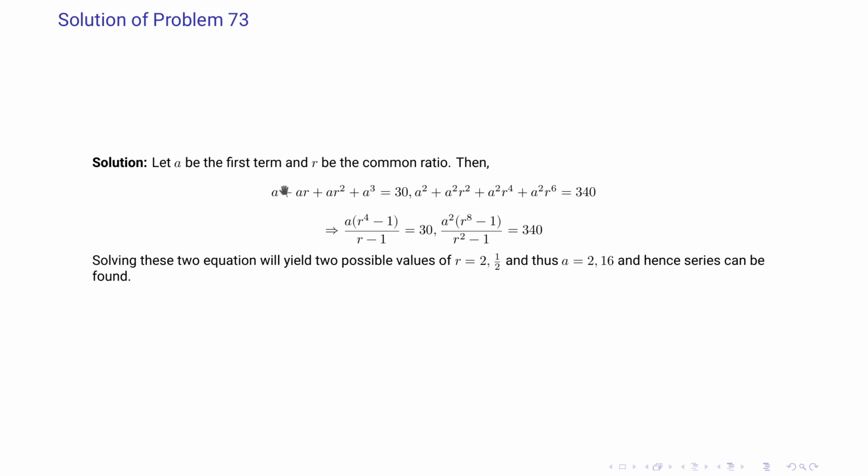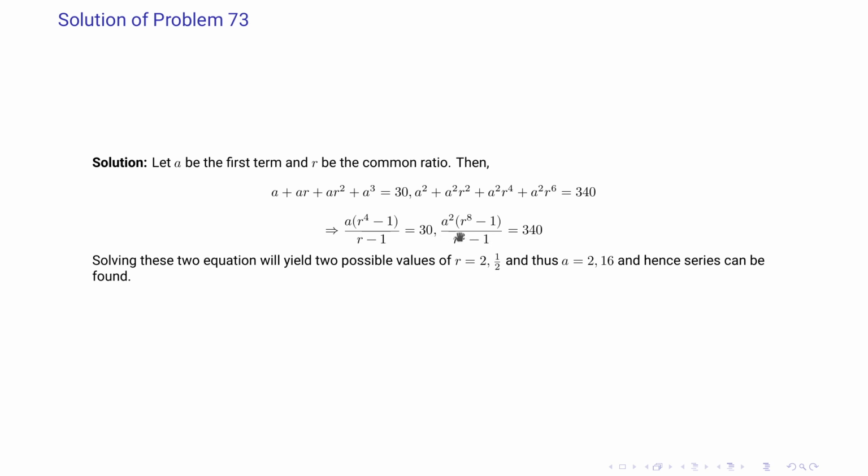So we write the sum of this as a into (r to the power 4 minus 1) by (r minus 1) is equal to 30. And this would be a square into (r to the power 8 minus 1) by (r square minus 1) is equal to 340. So now what you will have to do is you square that and divide. When you square and divide, a square will get cancelled, r to the power 4 minus 1 will get cancelled, and you will get r to the power 4 plus 1 here. And one of the powers of r minus 1 will get cancelled, and you get r plus 1 here.